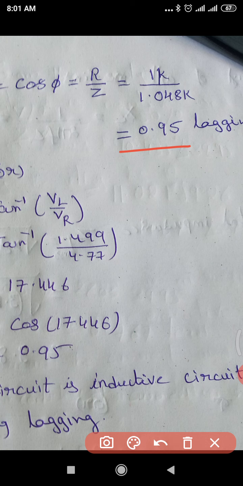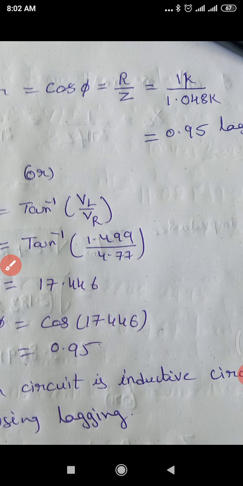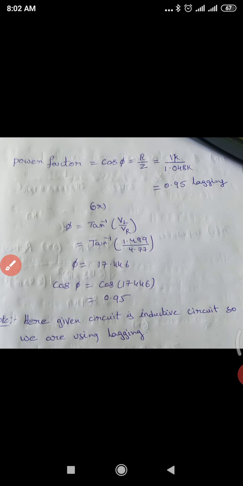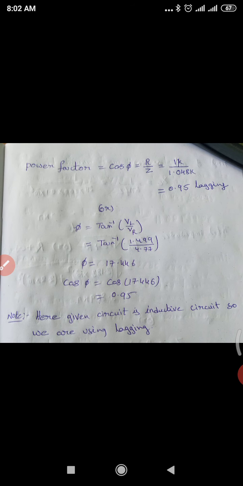Why are we writing lagging here? The given circuit is an inductive circuit, that's why the power factor is lagging. If the given circuit is capacitive, we write it as leading. So next we can cross check whether the value we found is correct or wrong.